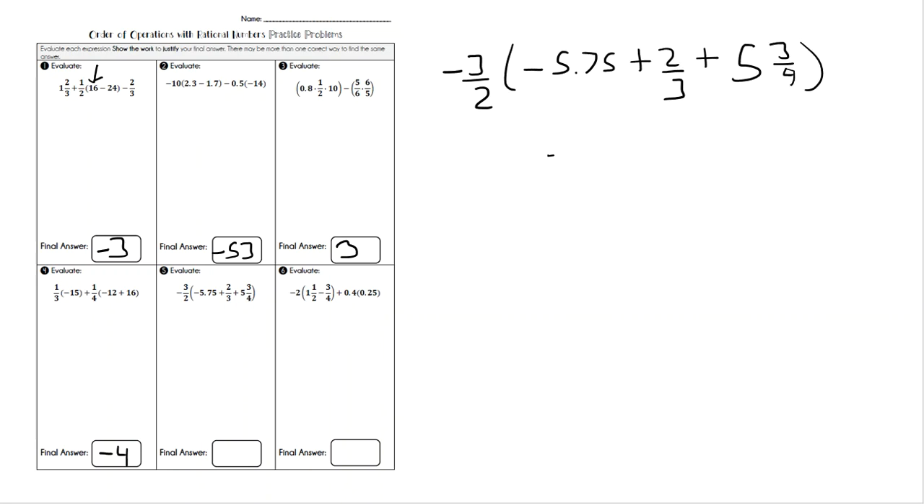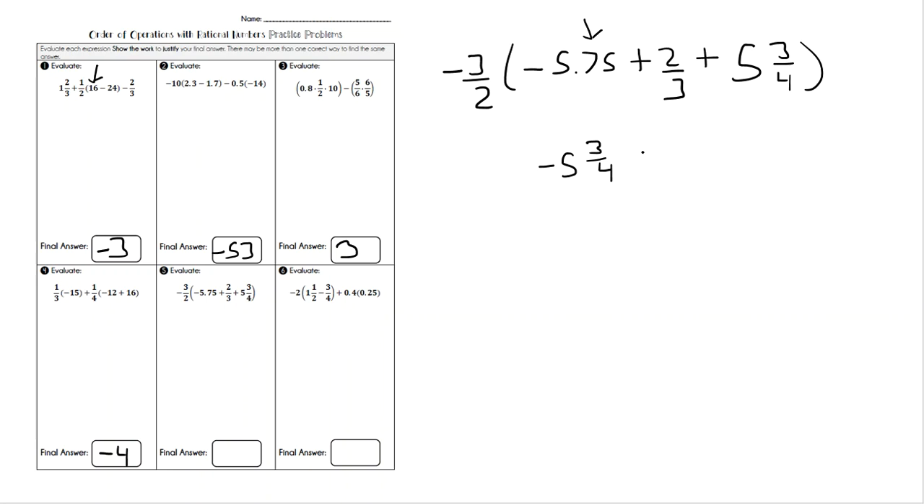Okay, now on this one we have negative 3/2, and it is being multiplied by negative 5.75 plus 2/3 plus 5 3/4. Okay, so on this one, we want to change all of these to be fractions, and then we're just going to add the fractions. Okay, so negative 5.75 as a fraction, we know we would have negative 5 3/4, because 0.75 as a fraction is just 3/4.